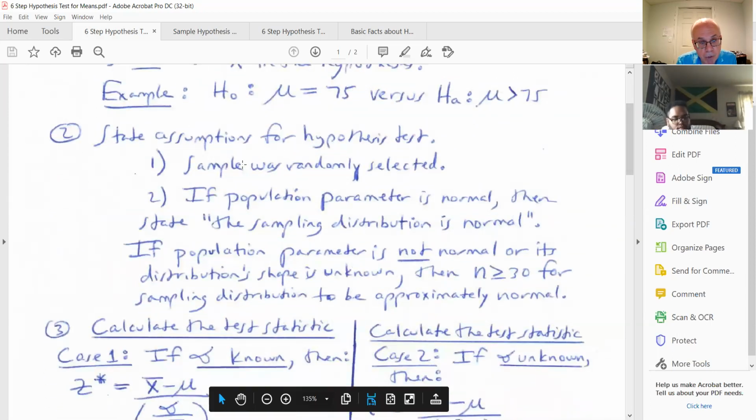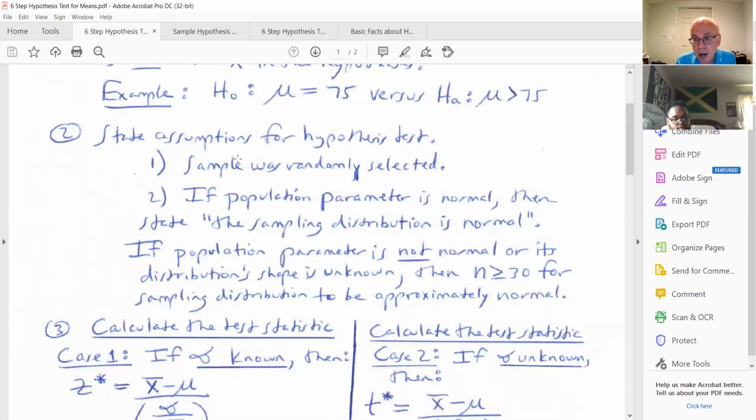The assumptions, the first assumption here is always that the sample's randomly selected. Now, obviously, if it's not randomly selected, then the wording of the problem is going to tell you whether it's randomly selected. It's either going to say random selection of the sample, or it's going to say something like, make the assumption that the sample is representative of the population. Well, the only way to do that is through random sampling. So that statement means random sampling.